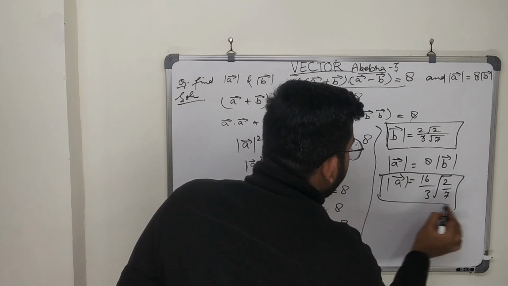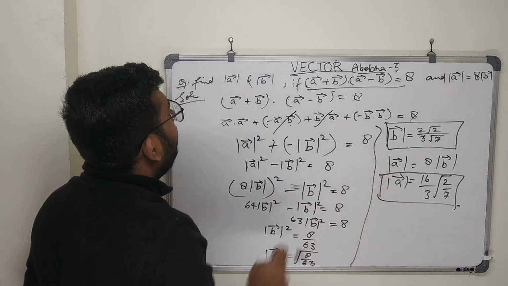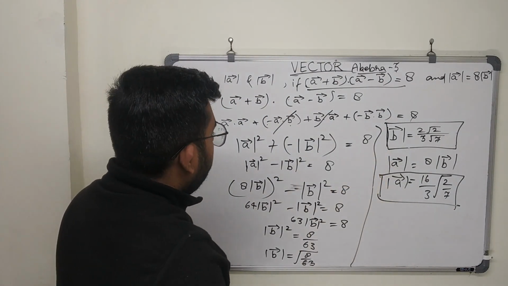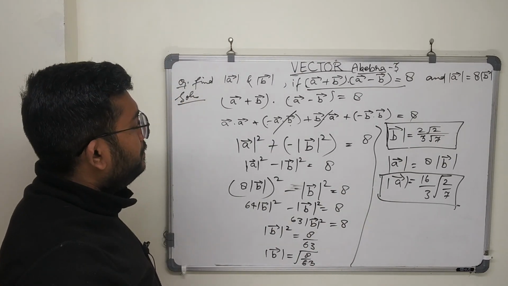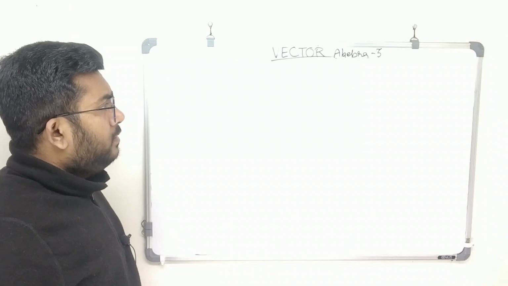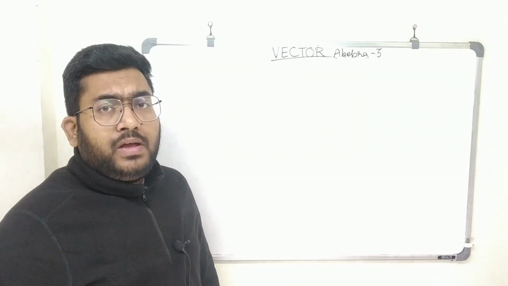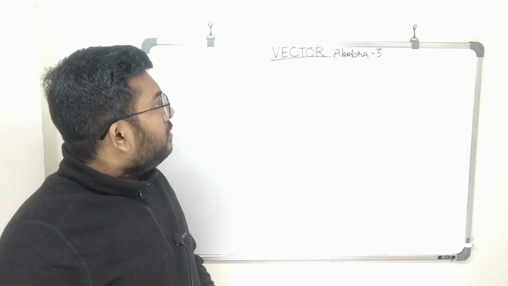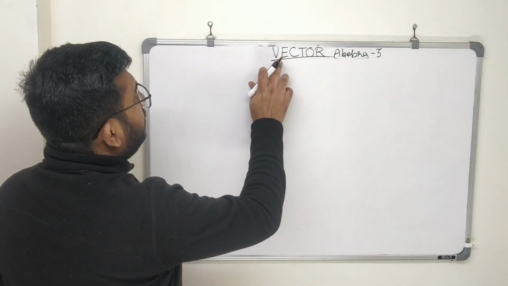So we have thus obtained both A vector's magnitude and B vector's magnitude. So this is the answer for this question. Please note down the solution. So this was the last question of the lecture. Now we are coming towards the end of the lecture. So before ending, we must summarize the topics we have studied in this lecture.